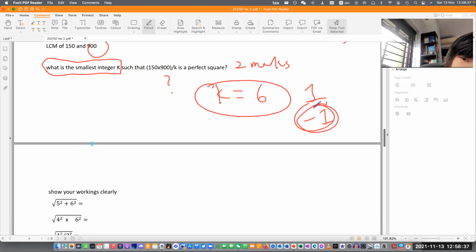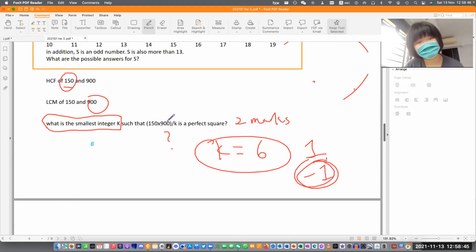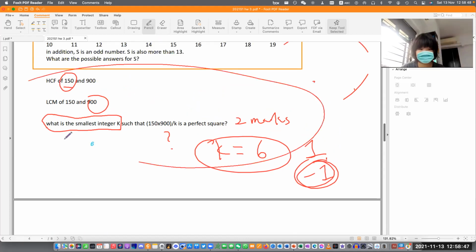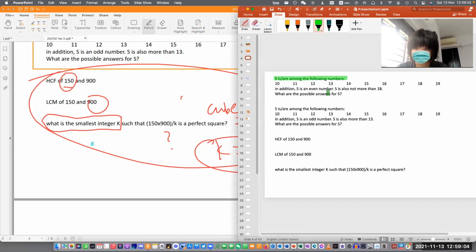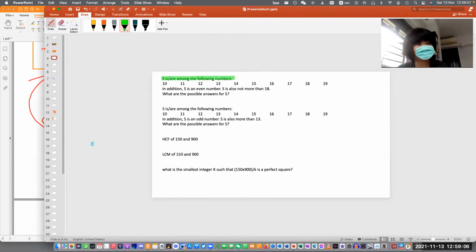Find the most common factor. Wrong. So the strategy to do this question is, by the way, this is a very common question. This entire question is a very common question. If you ever get tested on HCF and LCM, definitely you will get this question. Either perfect square or perfect cube. So very common. So let me launch PowerPoint and do it here.